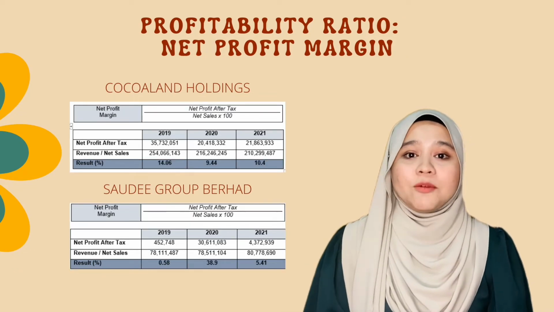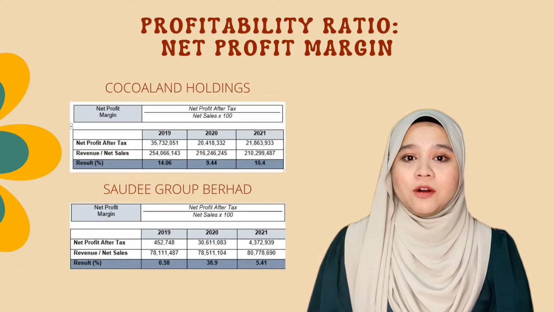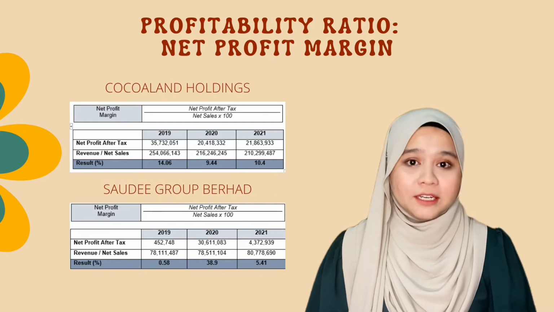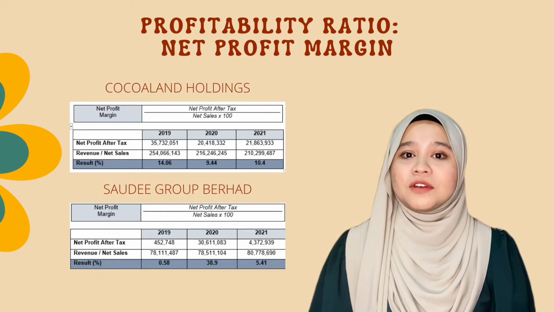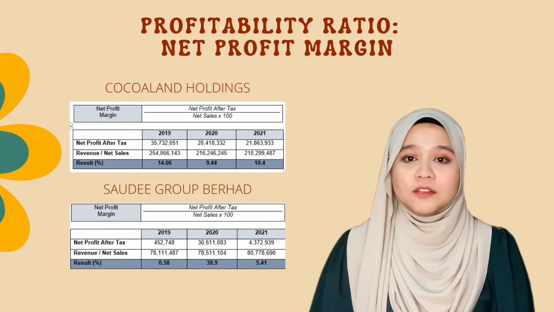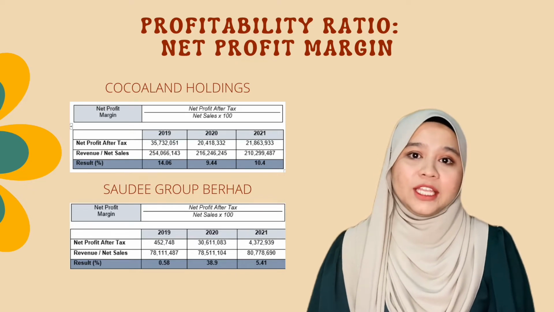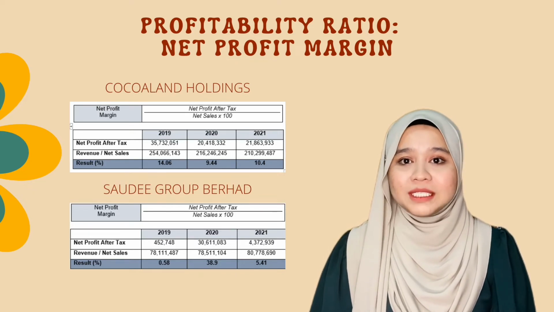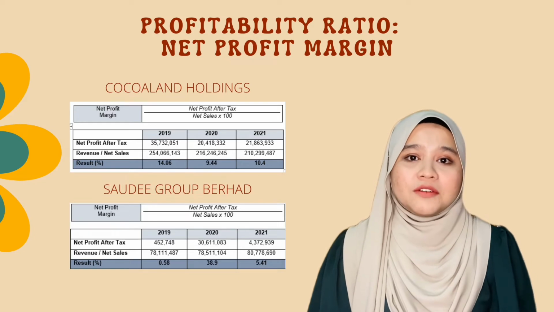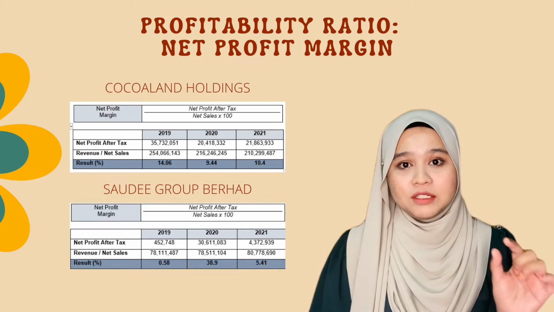The net profit margin of Coqualand dropped from 14.06% in 2019 to 9.44% in 2020, and then improved back in 2021 with 10.4%. It is not good, whereby in 2020 this company may have faced losing money.